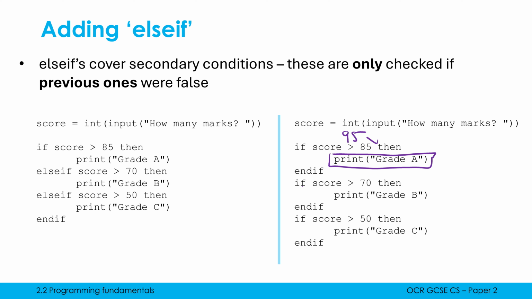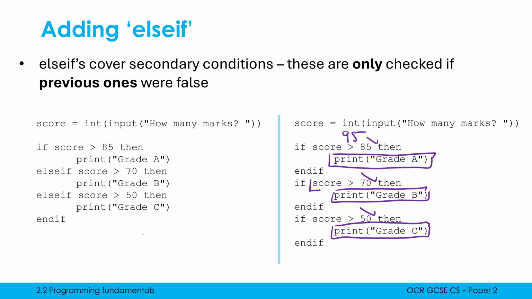However, because ifs always get checked, here score is bigger than 70. So that's also true. 95 is bigger than 70. So grade B gets printed as well. And now 95 is also bigger than 50. So that's also true. And so it also prints grade C as well, which is not what I want. I don't want all three to get printed. I only wanted one to get printed, which is why I should have used elseif.